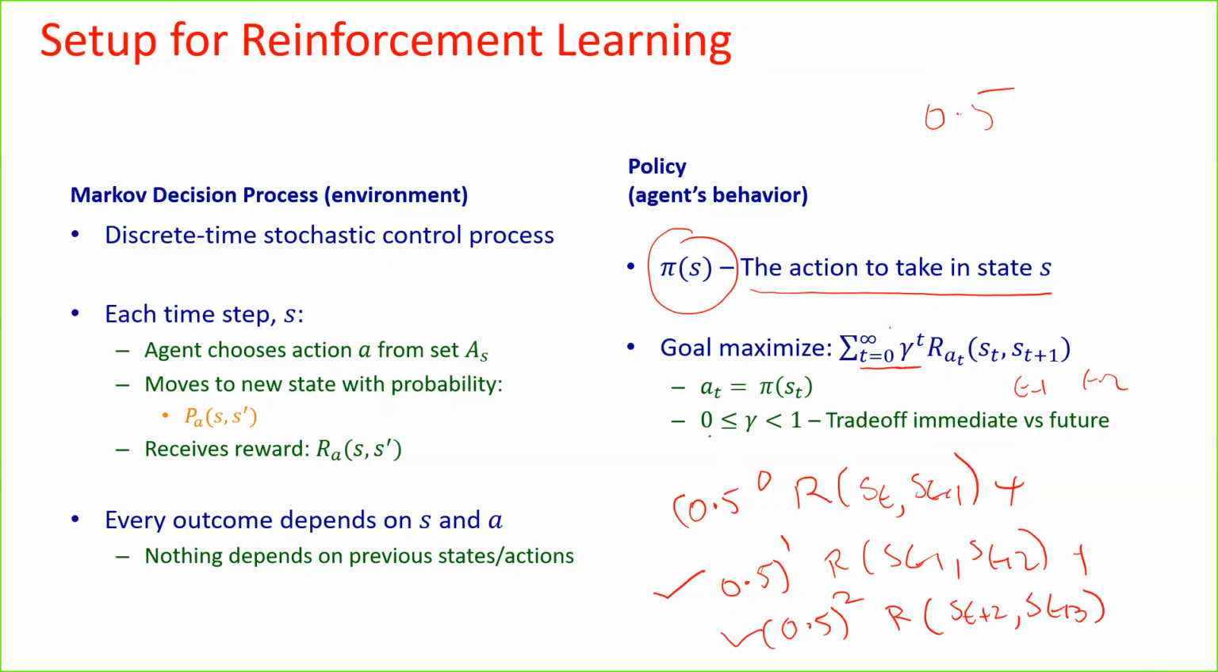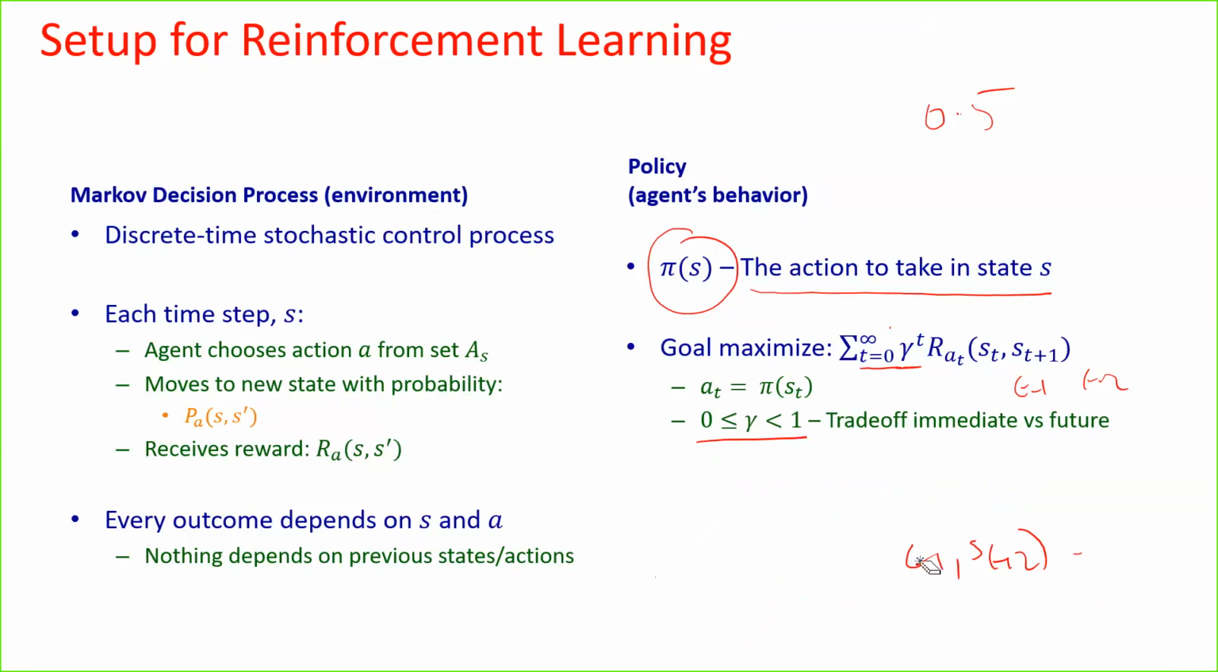Okay, so here gamma can be any value between 0 and 1. The trade-off is immediate versus future reward. If you take the gamma value to be close to 1, then you are giving more importance to the future rewards also. Whereas if you take gamma to be closer to 0.1, you are not giving that much importance to the future rewards. All right, so that's the kind of parameter to be chosen, right?